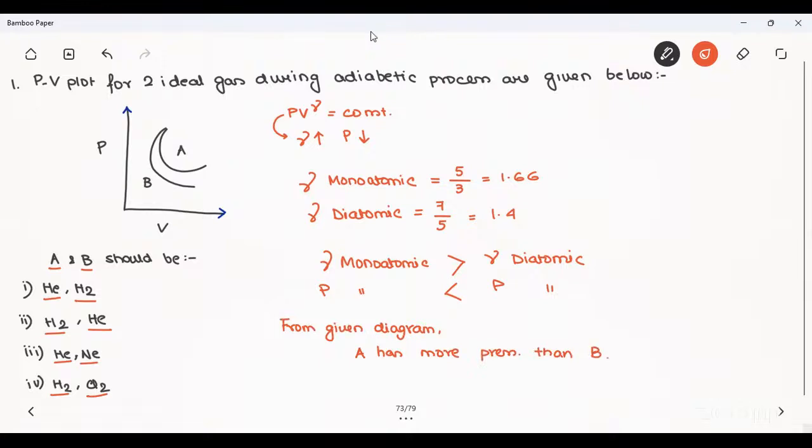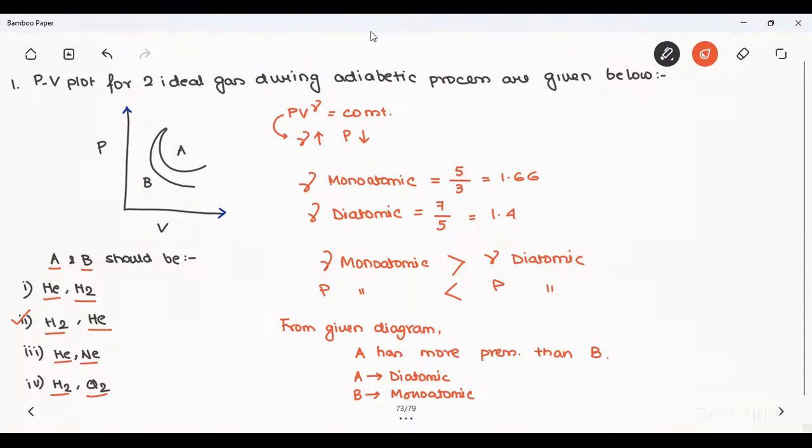And if A's pressure is more than B, so what will be A? A has to be diatomic and B has to be monoatomic. Right or wrong? Yes, ma'am. So if A has more pressure than B, then can you tell me why A will be diatomic and B will be monoatomic?